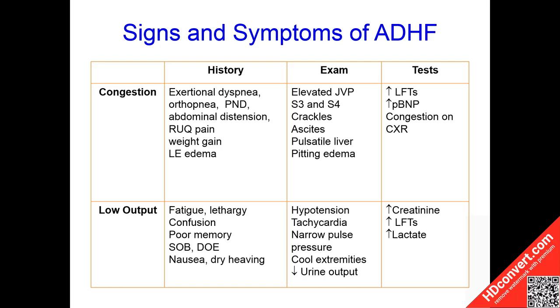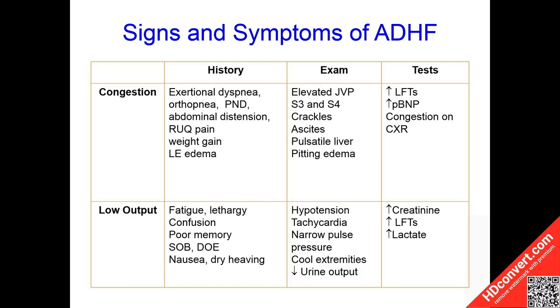And the tests that you might get would show elevated liver function tests, usually a doubling or tripling at most if they're simply from congestion. They may have an elevated BNP or pro-BNP, and you may see congestion on chest x-ray. So that would be the congestive patient. But you may also see patients who have low output hypoperfusion heart failure who don't have any signs of congestion.